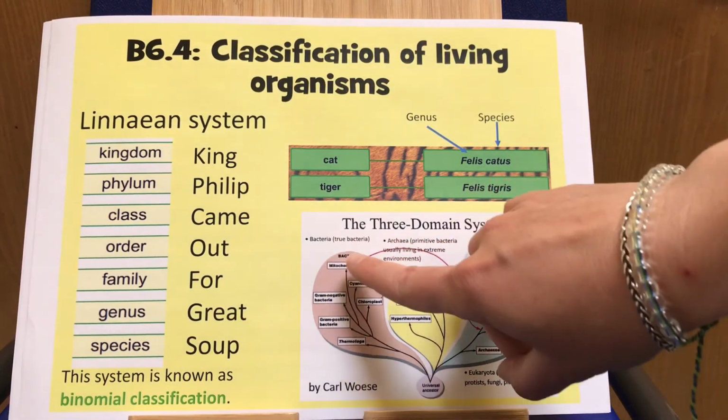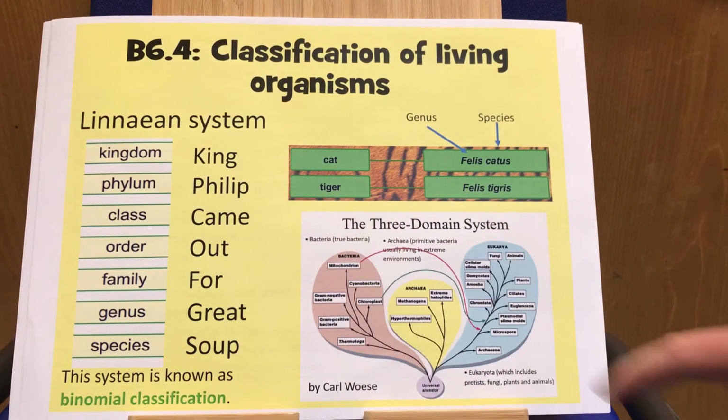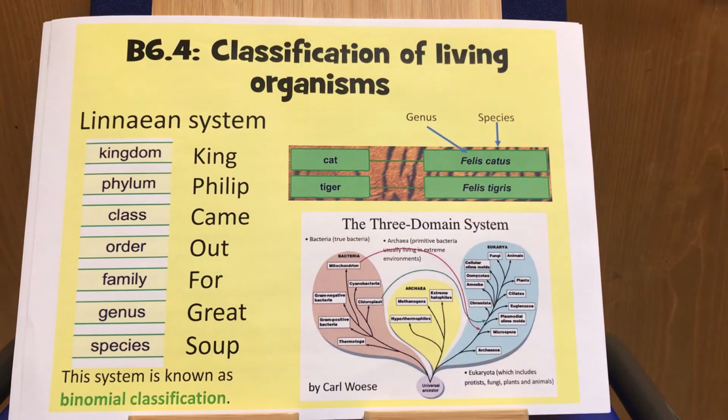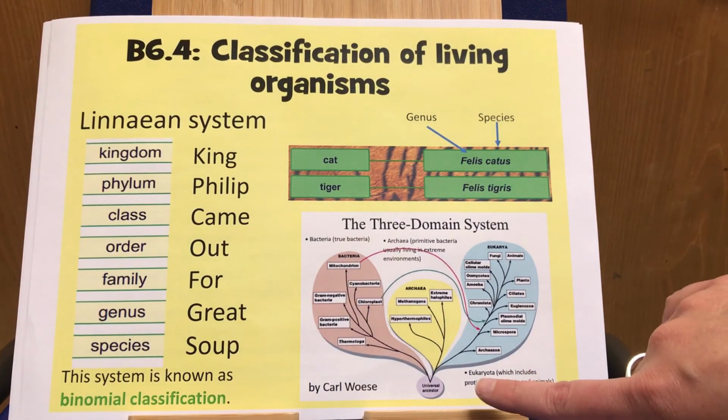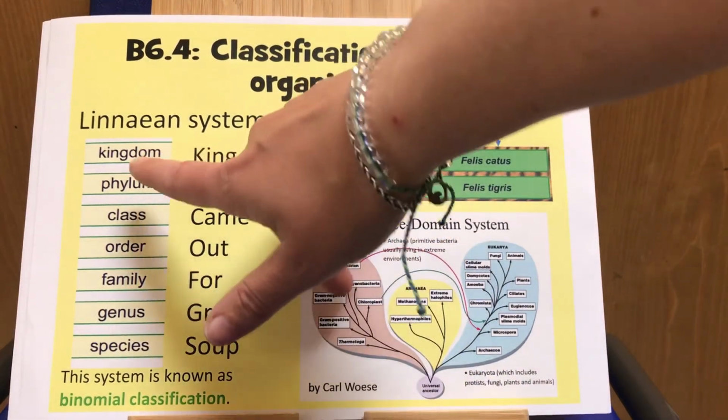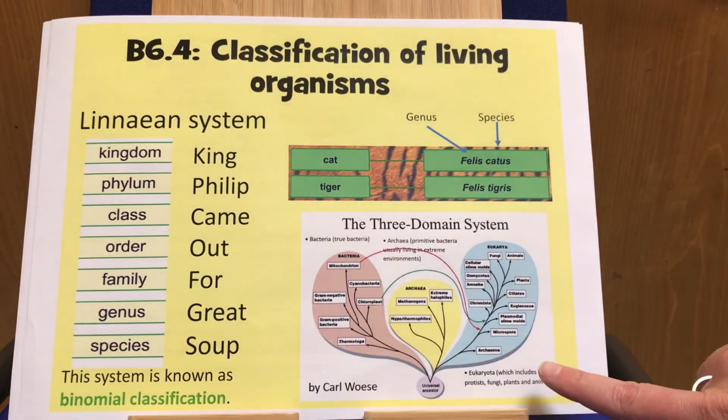We've got the bacteria, the true bacteria. We've got the archaea. These are the primitive bacteria. These can live in extreme conditions such as those hydrothermal vents which are deep under the sea. And then we've got the eukaryota, and these include the protists, the fungi, the plants and the animals. Plants and animals are separate kingdoms in this system, but in this system they're in the same domain.